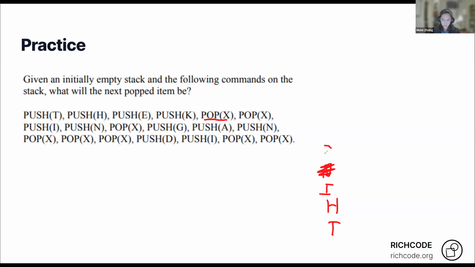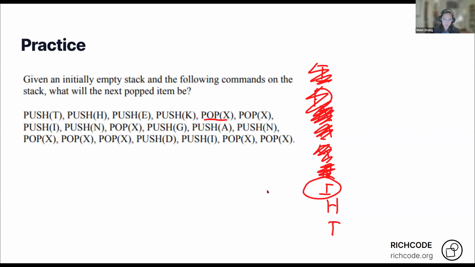Push G, push A, push N, and then we pop twice, or three times, sorry. So cross out these three from the top. We push D, we push I, and we pop, and we pop. Okay, so in the end, we have TH and I is on the top of our stack. So after another pop, I will be the one that's returned.